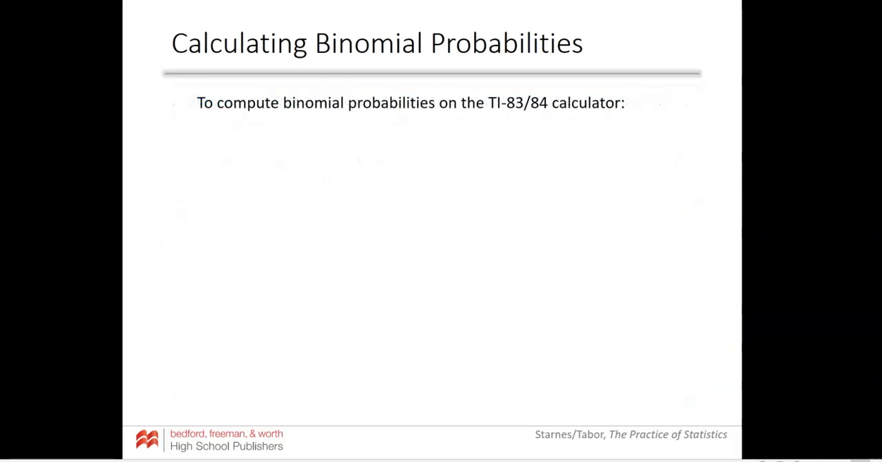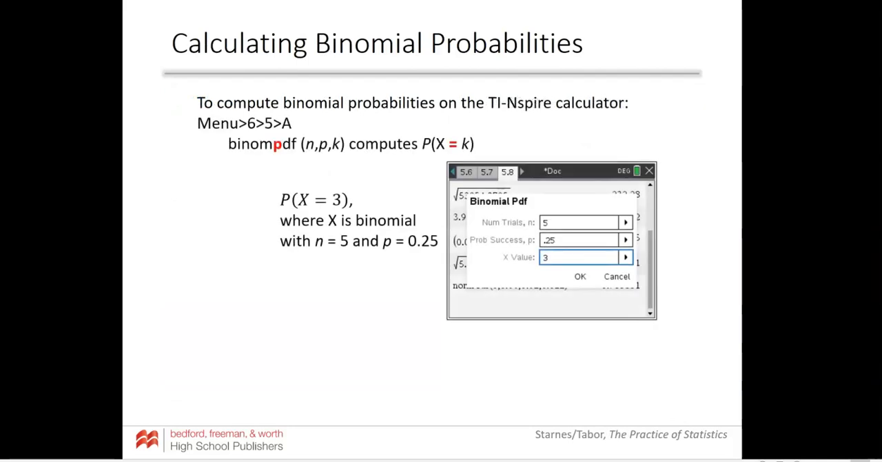To compute binomial probabilities on the TI Inspire, we do this. So this is the way to calculate this on your calculator. So if we want only 1 value, like we want exactly 3 successes in this case, you're going to go to binomial PDF.